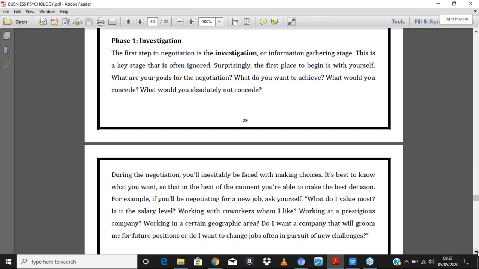And what do you do when you're investigating, when you're gathering information? You're answering questions like, what are your goals for negotiating? Why do you need to negotiate? What do you want to achieve? What do you want to concede? In other words, what do you want to realize at the end of the day? What would you absolutely concede? During the negotiation, you will inevitably be faced with making choices. It's best to know what you want.